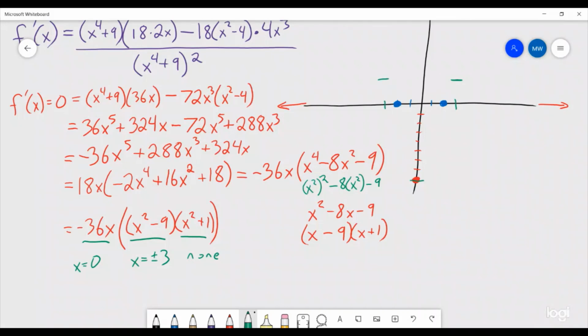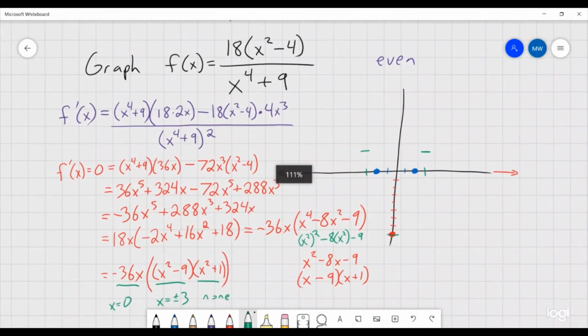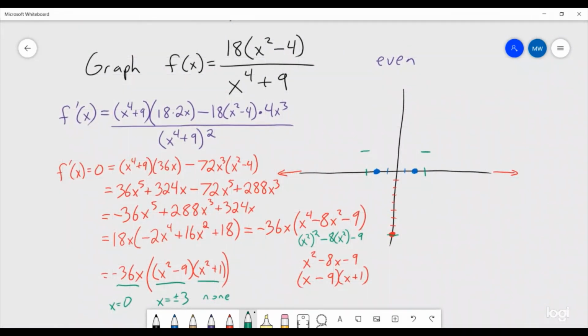Now, why did I draw those two at the same height? Well, it's because this is an even function, remember? So that means that we need to have it be symmetric across that axis. So that's why those are both going to be symmetric. So now that we have our critical points, let's write those down. So we have critical points x equals negative 3, 0, and 3.